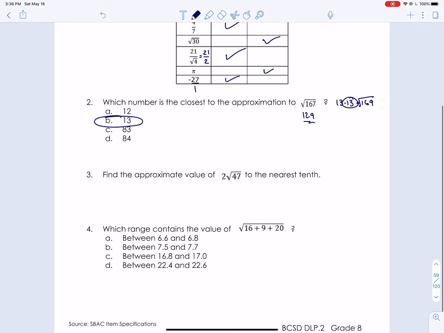Okay, number 3, what's the approximate value of this? Now, what does this mean? We have a 2 in front. All right, so what does that mean? It just means multiply. So 2 times the number that's the square root there.